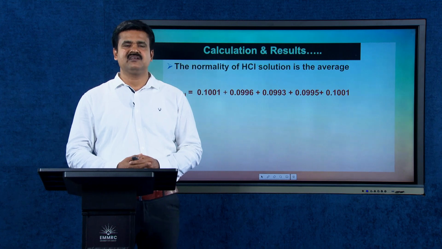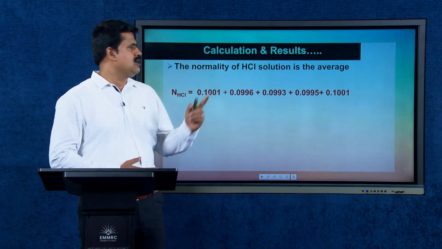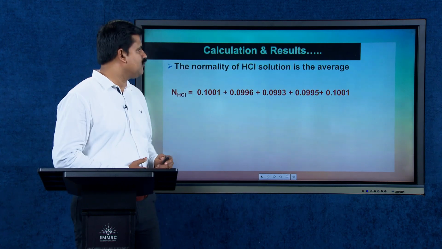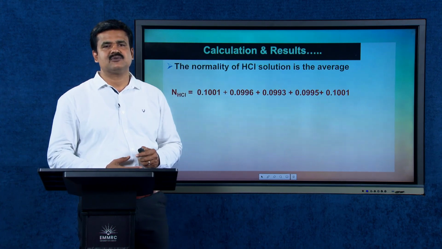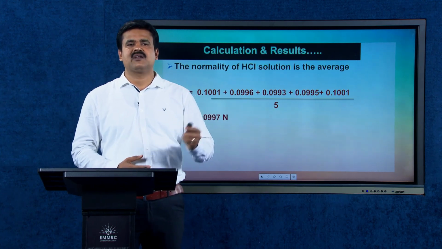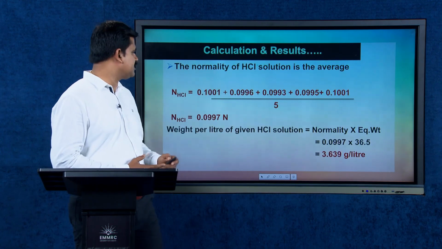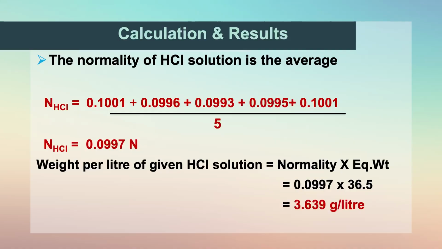So, you can find out the average value of normality as 0.1001 plus 0.0996 plus 0.0993 plus 0.0995 plus 0.1001 divided by 5. You get the average value of the normality of HCl solution, or the unknown HCl solution has a normality of 0.0997 normal. Weight per liter of given HCl can be calculated by using the expression weight per liter equal to normality into equivalent weight. So, you have to multiply this normality 0.0997 by the equivalent weight of HCl, that is 36.5, and the result will be equal to 3.639 gram per liter.